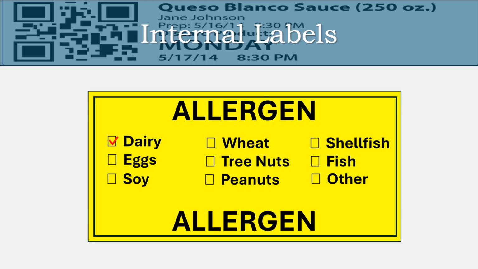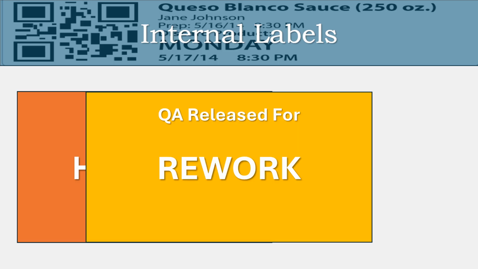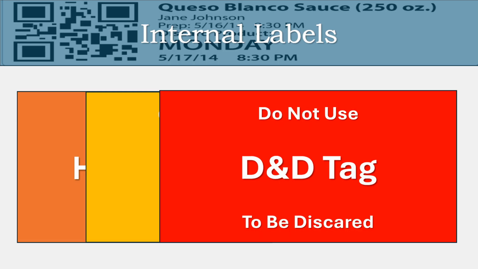Allergen labels. These are placed on pallets containing allergens when they are received to support the allergen control program during storage and used to prevent cross-contamination or product adulteration. Other internal labels may include hold tags for products that are placed on hold awaiting a disposition decision, rework tags, and denature and destroy, or D&D, tags for products that will be disposed of.